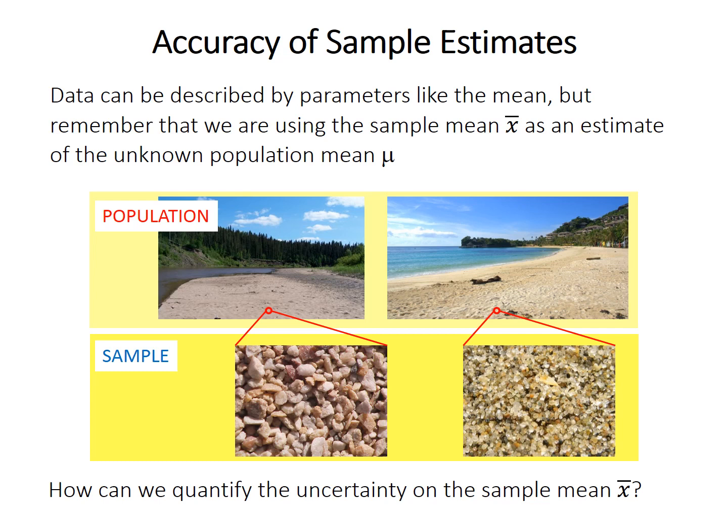So for example, we use the sample mean, x bar, to estimate the true but unknown population mean, or mu. So how can we quantify the uncertainty on our sample mean? Is it a really precise estimate of the population mean, or is it an uncertain estimate of the population mean?